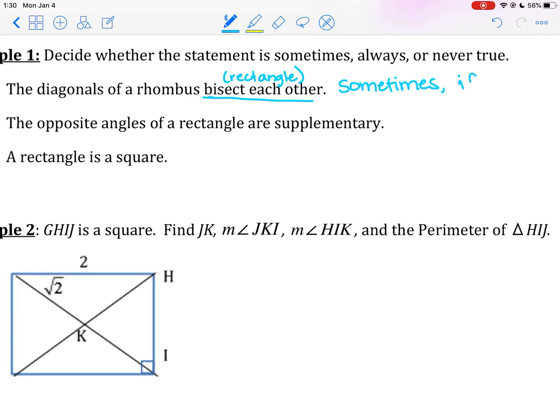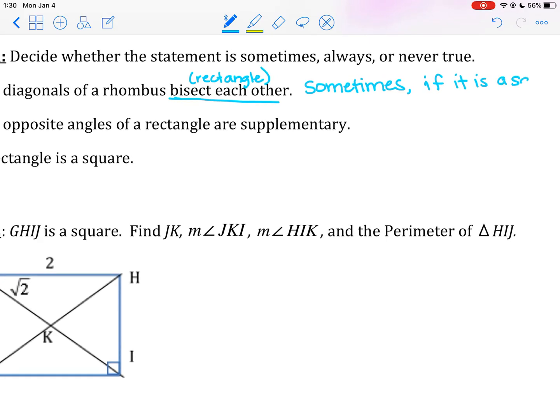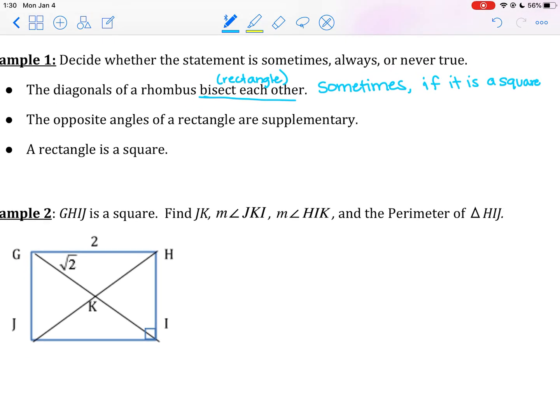This is only true if it is a square. A rhombus is a rectangle only when we're actually looking at a square. So a square is both a rhombus and a rectangle.